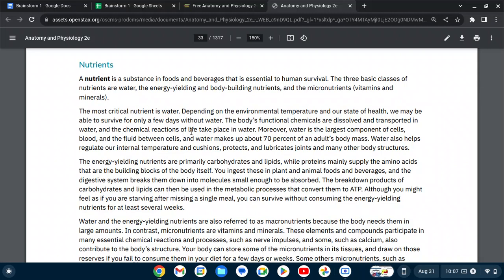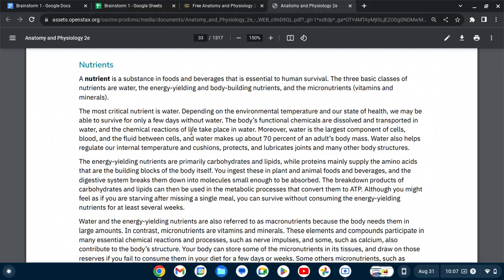Moreover, water is the largest component of cells, blood, and the fluid between cells. And water makes up about 70% of an adult's body mass. Water also helps regulate our internal temperature and cushions, protects, and lubricates joints and many other body structures.